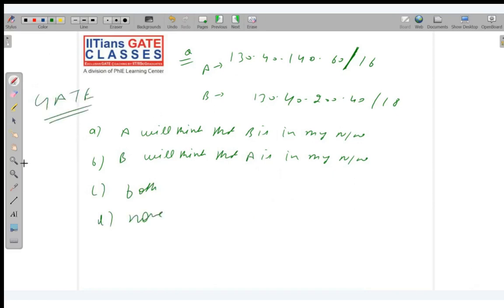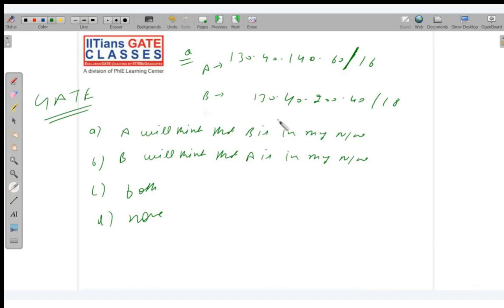So you might say, sir, when A will think that B is in my network, obviously B will think that A is in my network, and both will be the option. But no, it is not the case. I have told you the procedure for how you will check. For A to think that B is in my network, first of all A will apply its net mask /16. /16 means 255.255.0.0. It will apply this net mask with its own IP address and find the net ID. Now it will apply the same net mask with B's IP address and find the net ID. If both net IDs are the same, then A will say, okay, B is in my network.